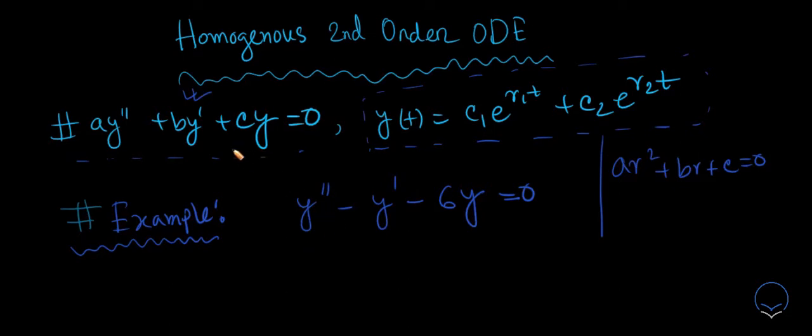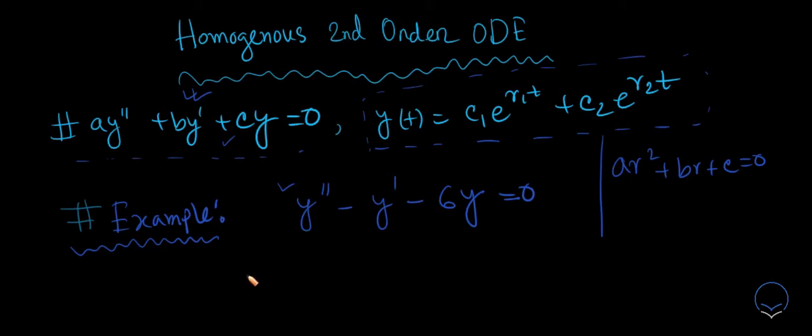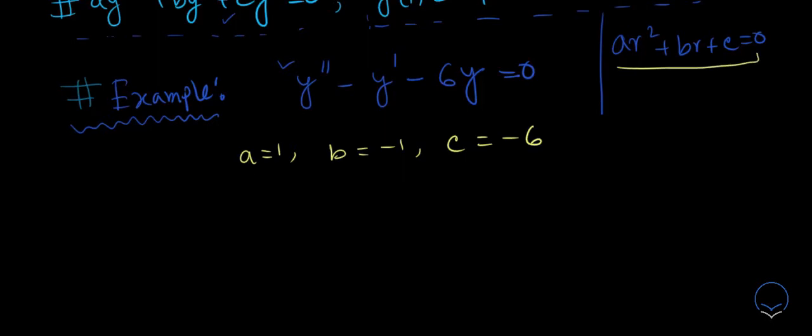If you just look at this equation and compare, you can easily see that A is 1, B is -1, C is -6. So the auxiliary equation will have this format: AR squared plus BR plus C equals to 0, and we need to solve that to get two values of R, because in this example you will see that R1 and R2 are not equal. So let's try to solve this auxiliary equation first.